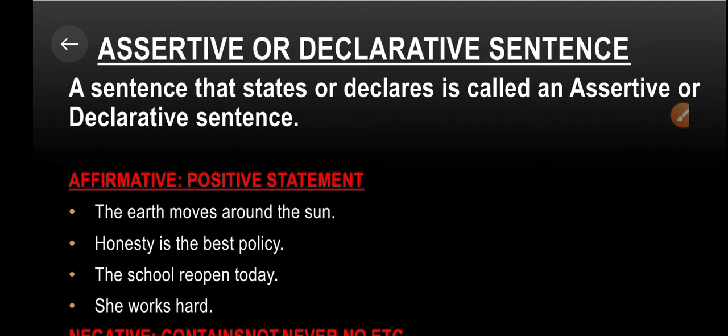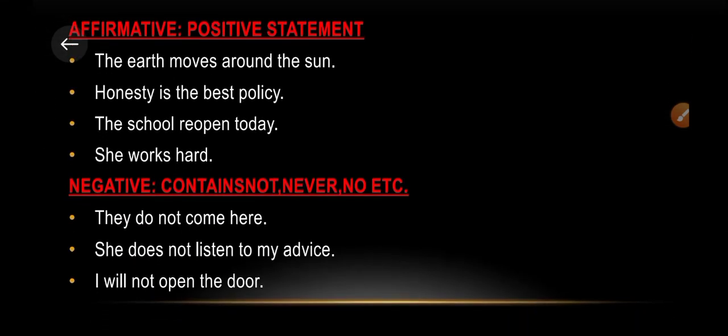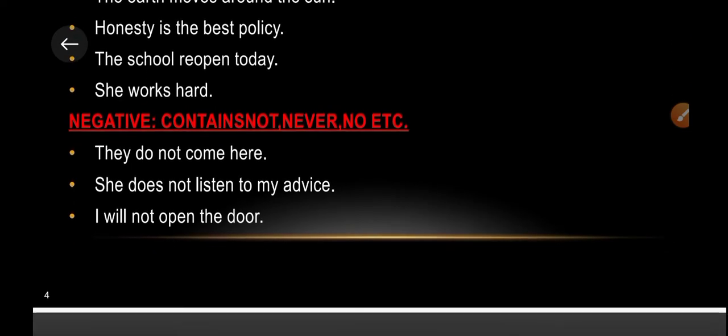The earth moves around the sun. Honesty is the best policy. The school reopened today. She works hard. These are all examples of affirmative positive statements. Now see negative sentences. Negative statements generally contain not, never, no, etc. So examples are: they do not come here, she does not listen to my advice, I will not open the door. These are negative statements or sentences.